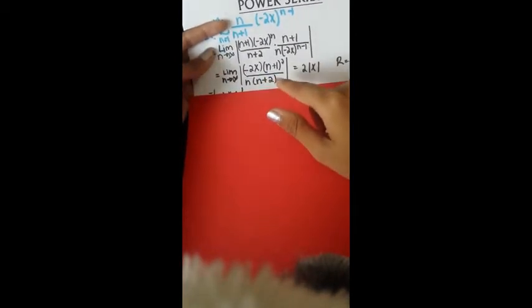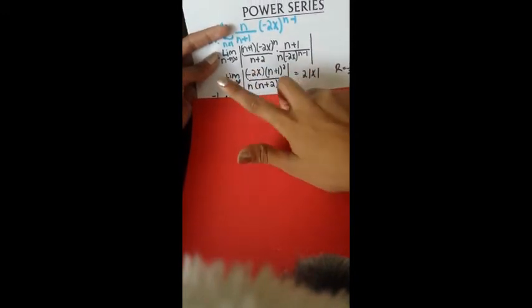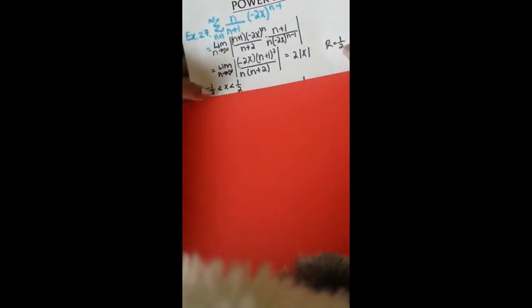So once we take the limit of this, taking this out as if it's not there because it's a constant, the limit of that is 1 because it's the same degree, the top and the bottom. So we are left with 2x. Our r becomes 1/2. So now, since it's the absolute value, we have the interval. Our interval is from negative 1/2 to 1/2.